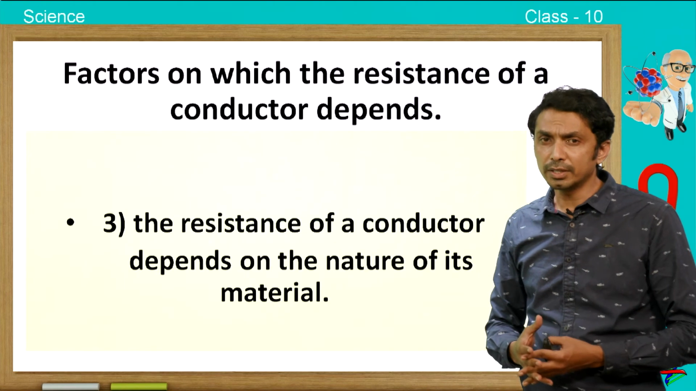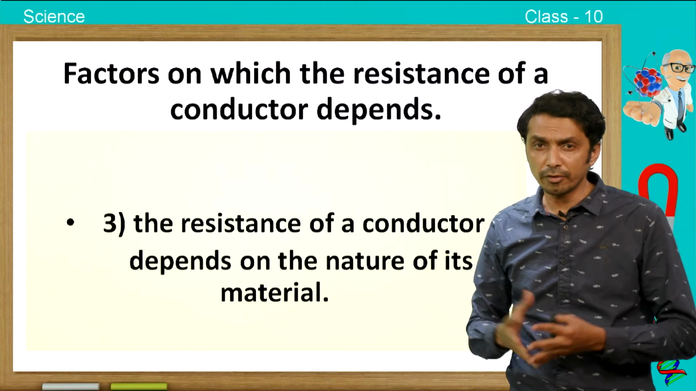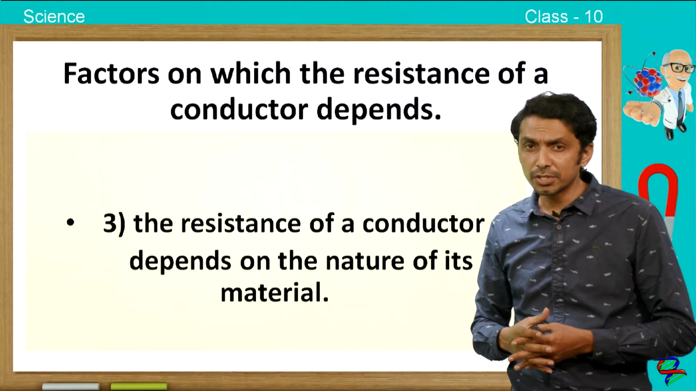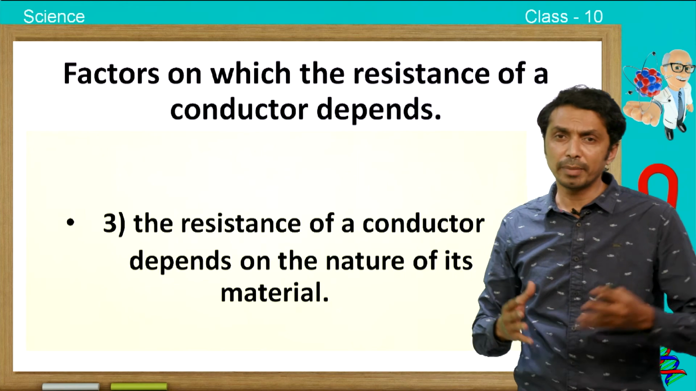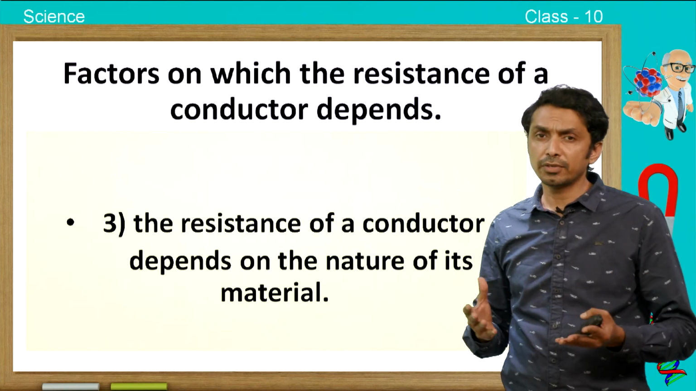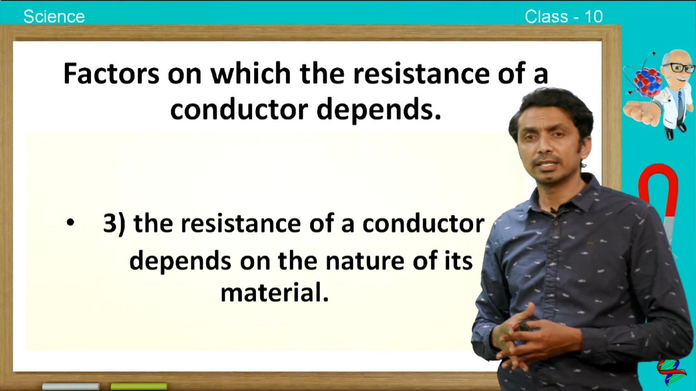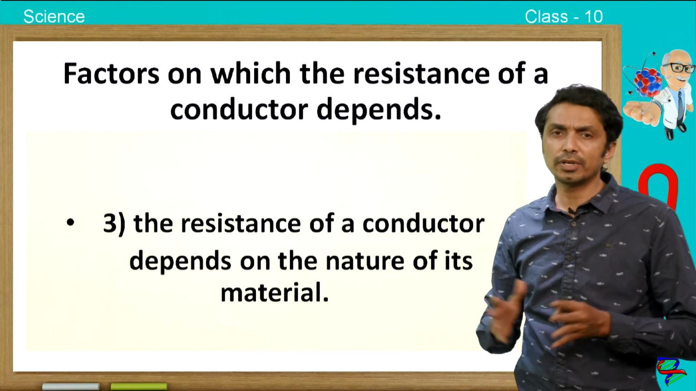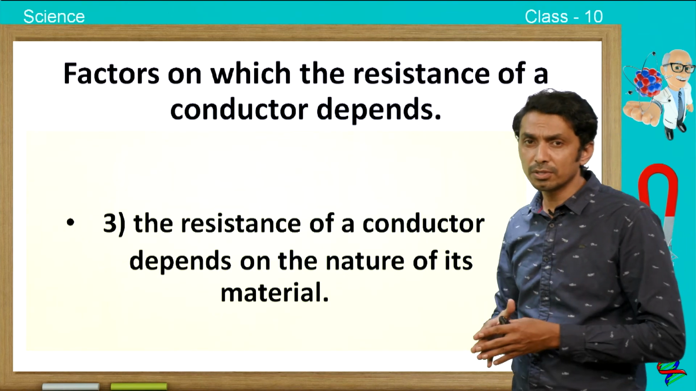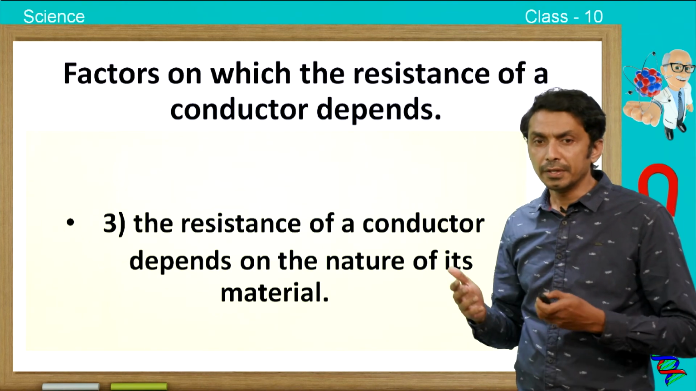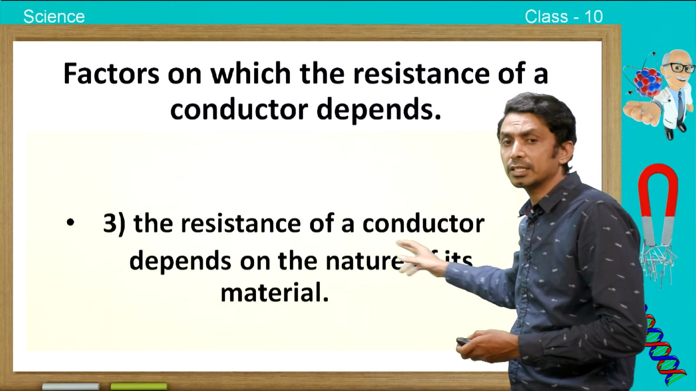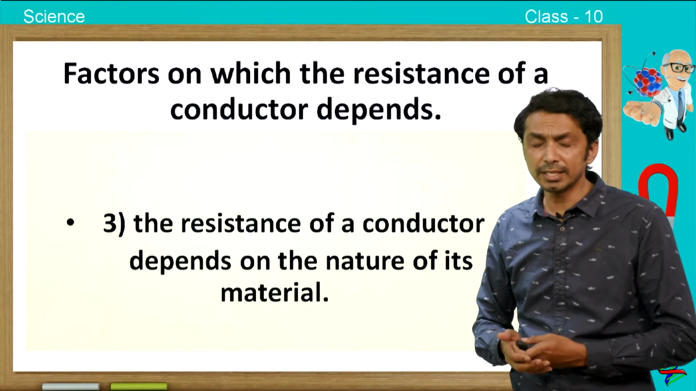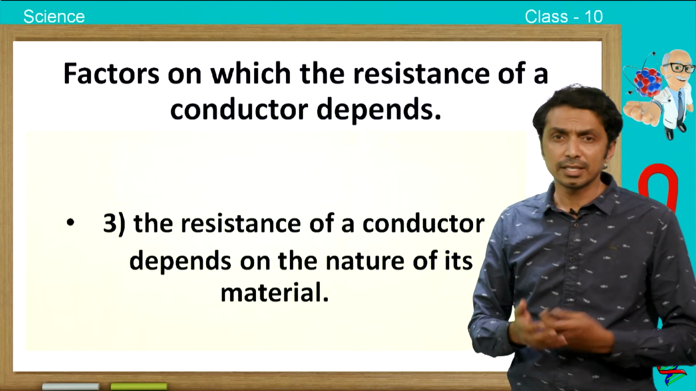Two factors we have learned. In which other way does the resistance of a conductor depend? In the beginning itself we saw that if we change the materials from metal to rubber in the activity of eraser and coin, when we vary the materials, the resistance also varies. We verified it. That is why the resistance of a conductor depends on the nature of the material, what sort of material it is, whether it is a metal or any other substance.